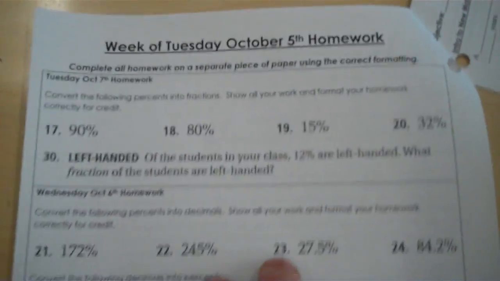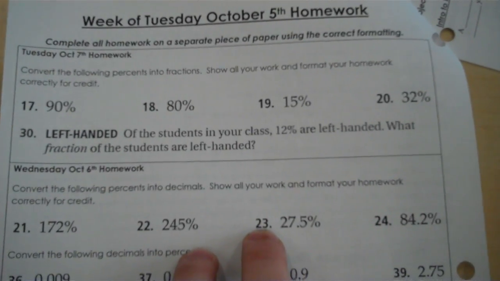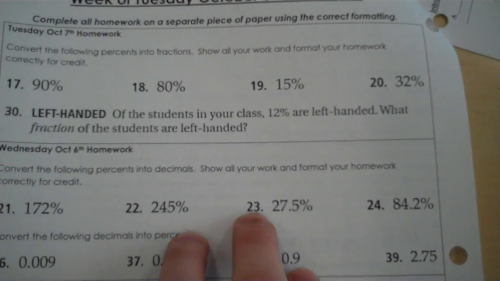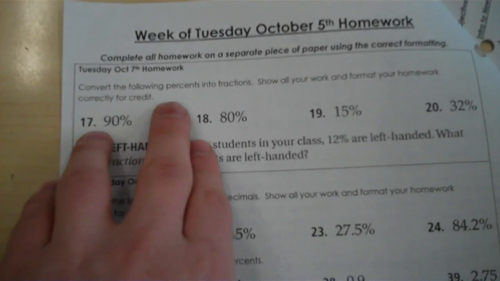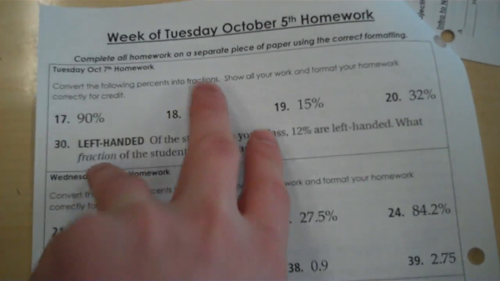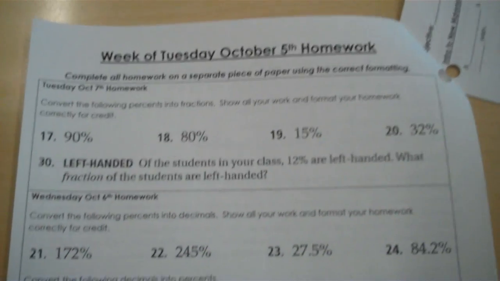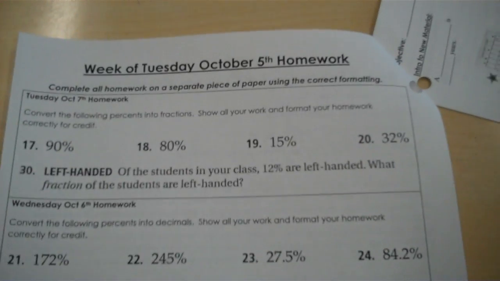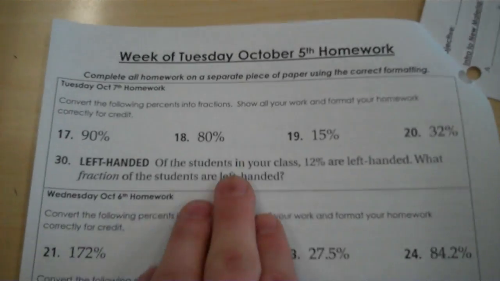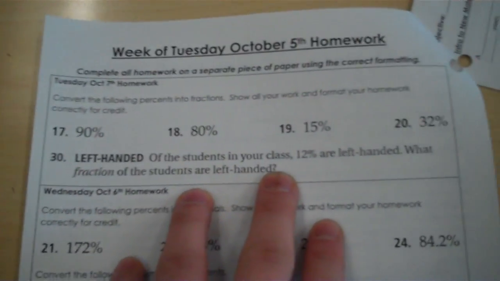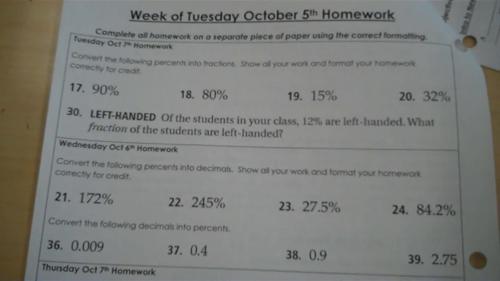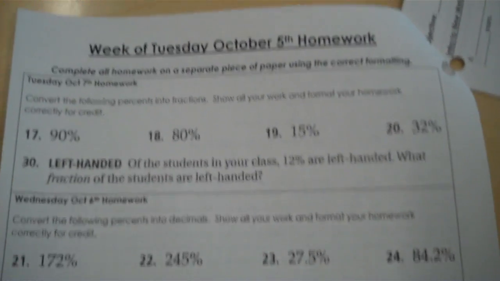Tonight's homework. We open up our page, and we can see that I have decided to just put the questions in our homework page because that makes it a little bit easier for us. So for our homework tonight, it says convert the following percents into fractions, show all your work, and format your homework correctly for credit. It means we have to make sure that we're formatting this correctly. And I even gave you some nice easy ones right here, so there's not a whole lot that you're going to have to do with these except turn those directly into a fraction.